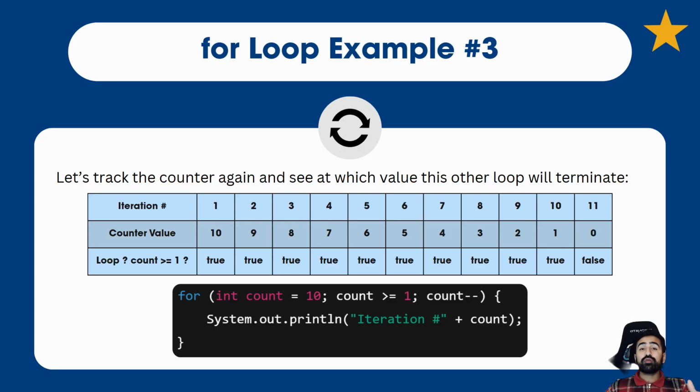Let's take a look at one more for loop example. This time we're going to do decrementing. So we've done quite a bit of incrementing. This example is great at showing you that you're not always going to increment, right? Sometimes you're going to start counting down.